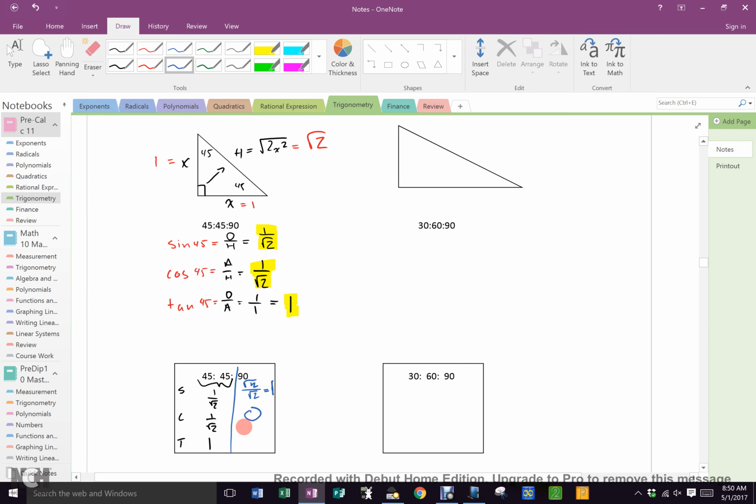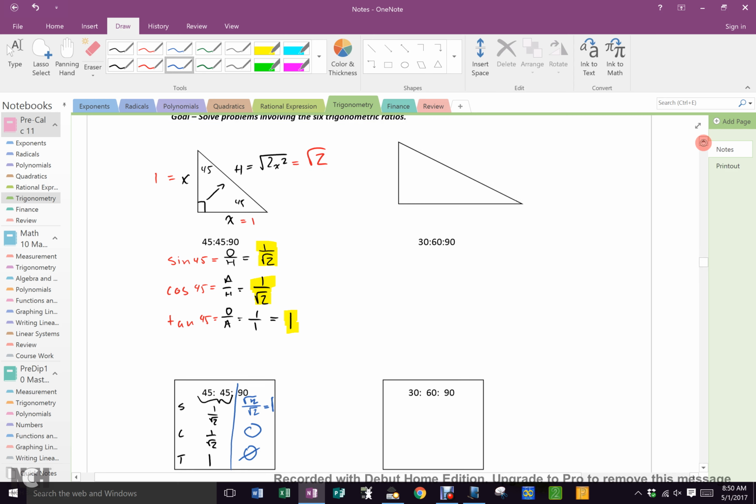What's the tan of 90? Use your calculator. Can't do it. Why? Which is opposite? Which is adjacent? Everybody cool? Undefined. Now, come over to here.